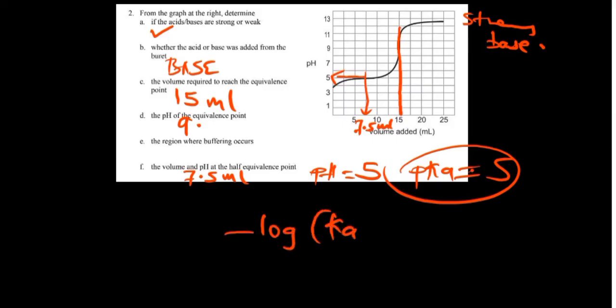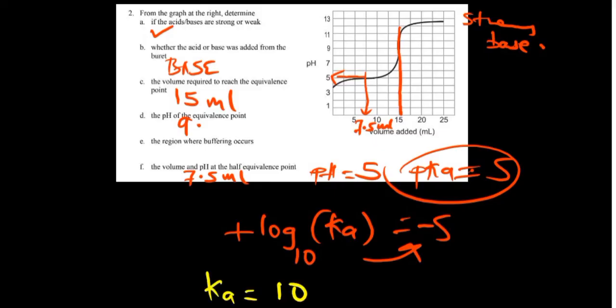And then if it is equal to 5, you can basically simplify this. Divide both sides by negative. That one becomes a negative. Take the 10 to the other side so that you have your Ka being equal to 10 to the power negative 5. So that's how you handle this question.